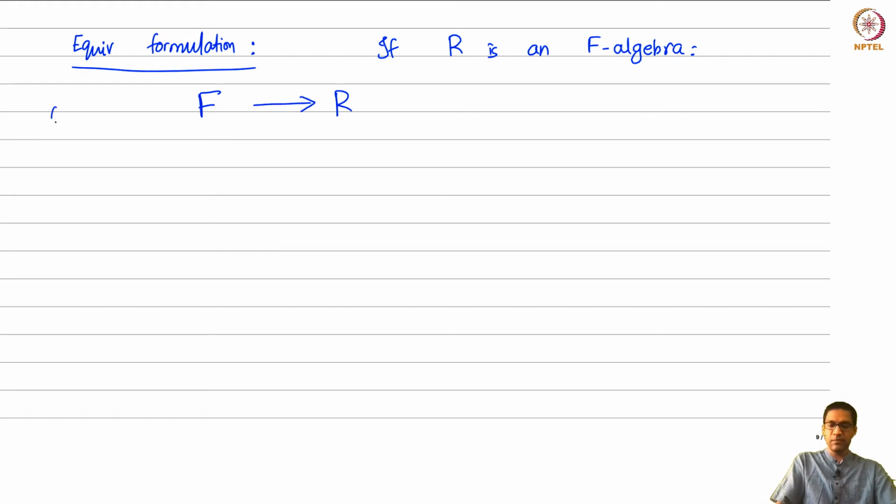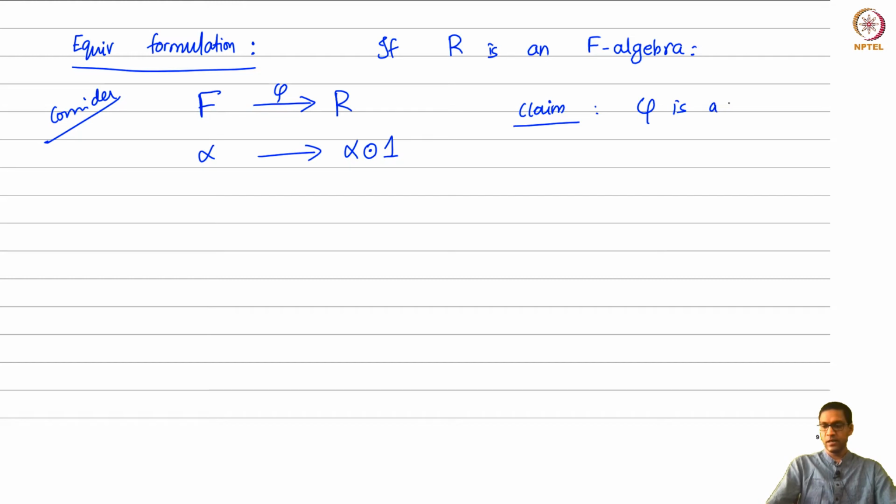So consider the following map. Take a scalar alpha and map it to the ring's special element, the multiplicative identity, scalar multiplied by alpha. You can scale 1 by alpha. That gives you some ring element. So consider this map. Let's call it phi. Consider phi defined like this. Then the claim is that phi is actually a ring homomorphism. Phi is a ring homomorphism.